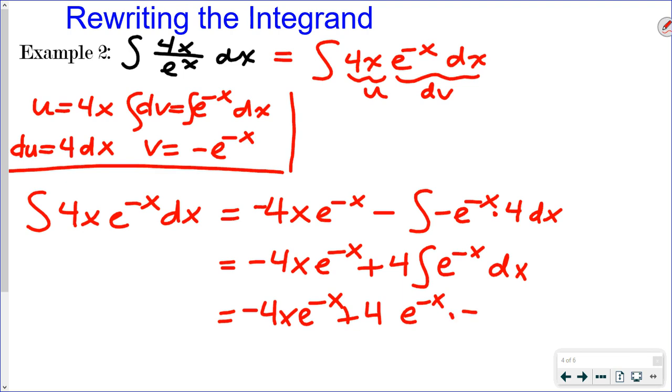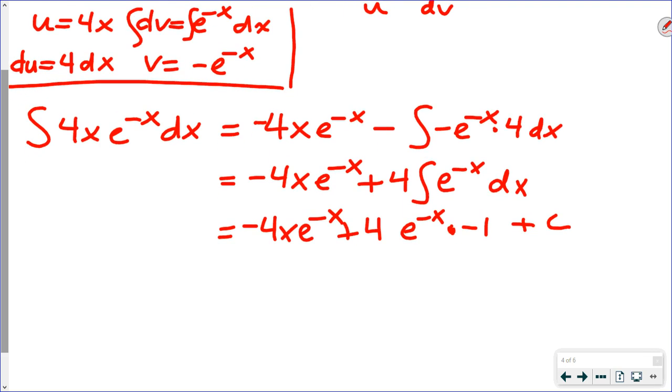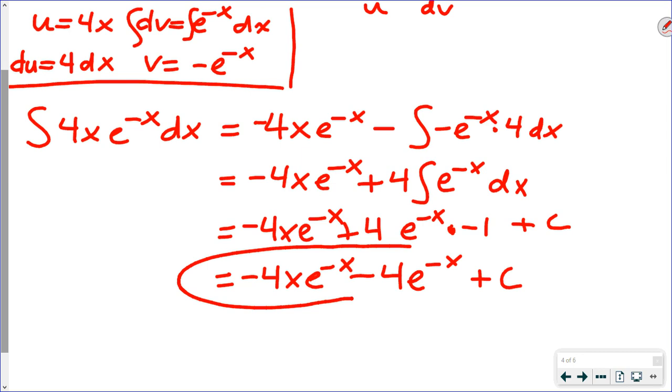I'll just put times negative 1. Okay, and then we'll finally add the plus c. And then to just kind of clean this up, my final answer is negative 4x times e to the negative x minus, because I'm multiplying the 4 times the negative 1, 4 times e to the negative x plus c. Whew, and we are done.